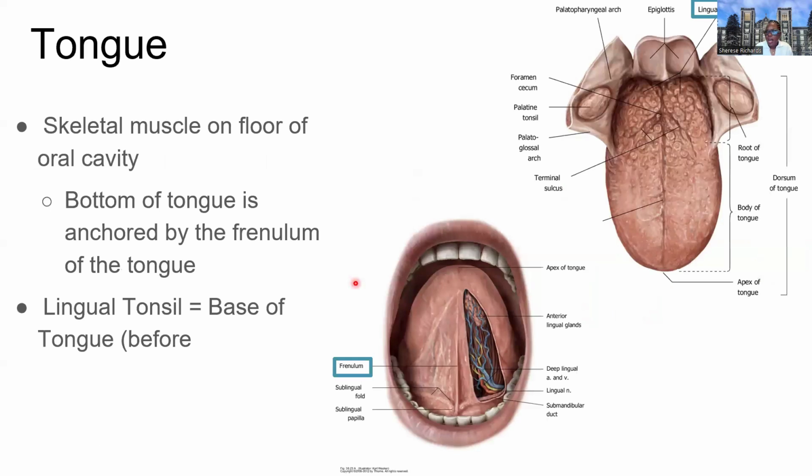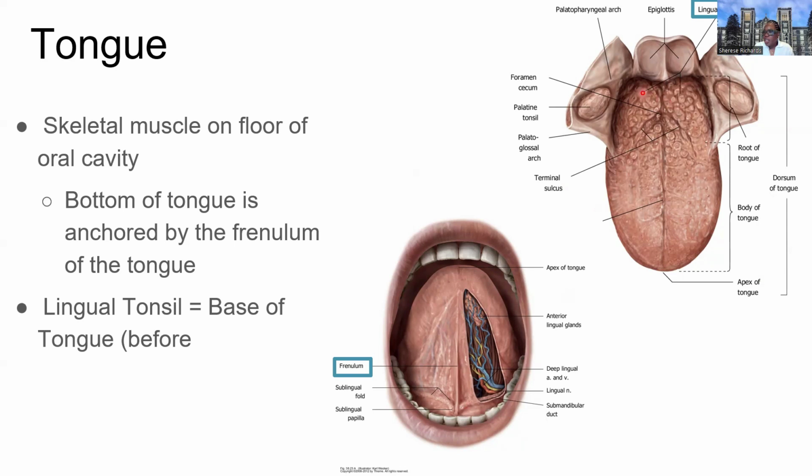Let's move on to the tongue. The tongue is going to be another main occupant of the oral cavity, the floor of the oral cavity. It's made of various skeletal muscles, and then it's anchored to the floor of the cavity by the frenulum, the lingual frenulum. All right. If we think about the tonsils that are related to it, the lingual tonsils are usually found at the base of the tongue.